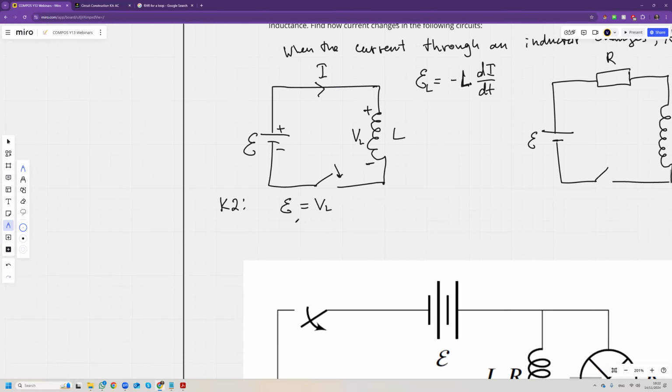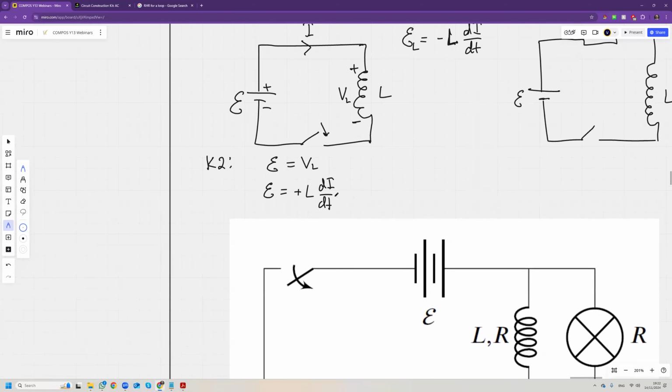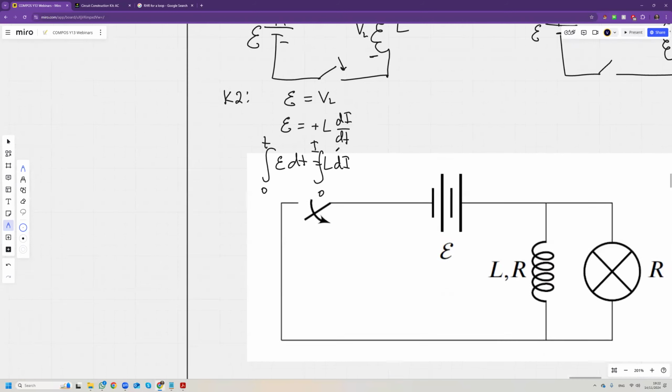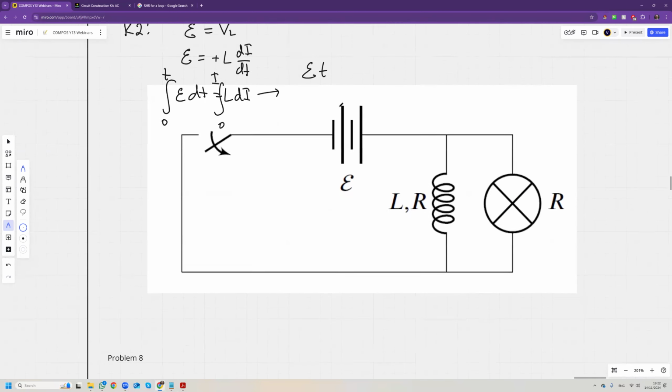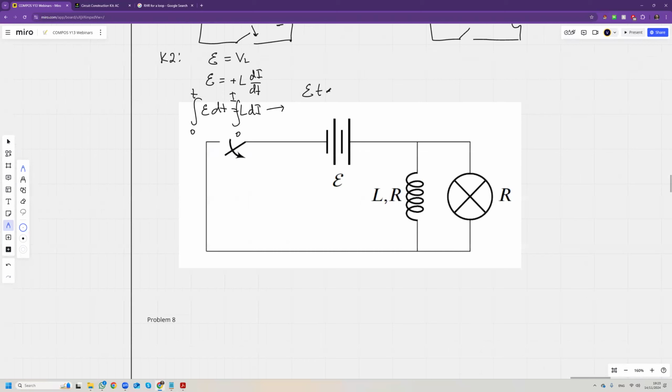Okay. So here, EMF is minus, well, not minus, because it's in the opposite direction, so it's plus L di dt. And now if I multiply by dt, I get EMF dt equals L di. I integrate from 0 to t, from 0 to I, and I get EMF times t equals IL. So current is EMF over L multiplied by t.